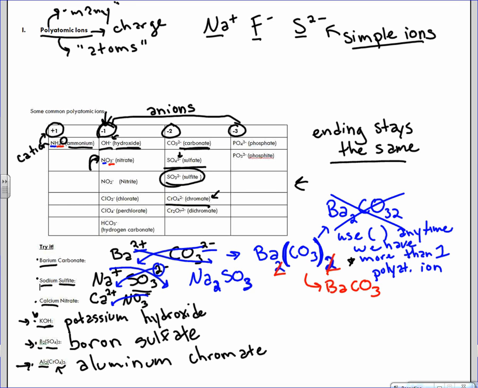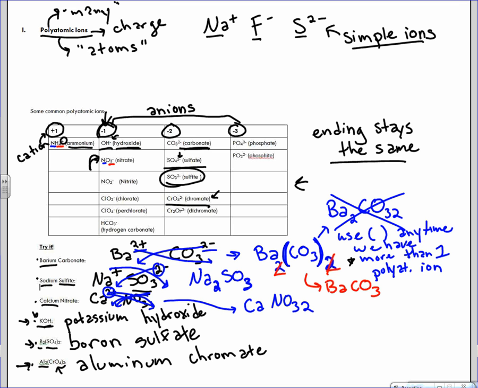Let's do our crisscross. The 2 comes across this way. The 1 comes across that way. And we're left with, I'm going to write it over here because I'm running out of room. But I'm sure you're not running out of room. CaNO3. And now remember, this 2 comes down.